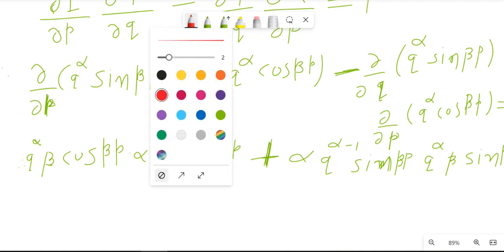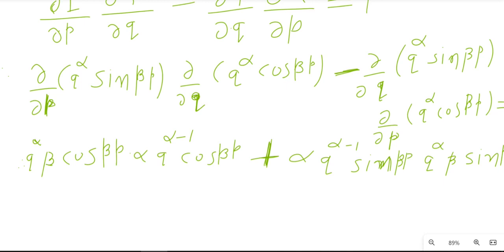Okay, now let's see what has happened. Here q raised to alpha and q raised to alpha minus 1. Here also q raised to alpha and q raised to alpha minus 1. Here you can see alpha, here also alpha, here you can see beta, and here also beta. So take it common. What is common? Alpha beta, q raised to alpha, q raised to alpha minus 1.